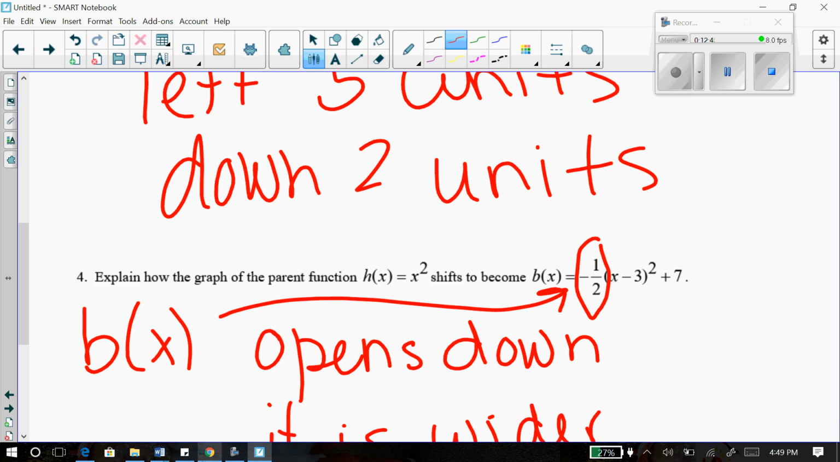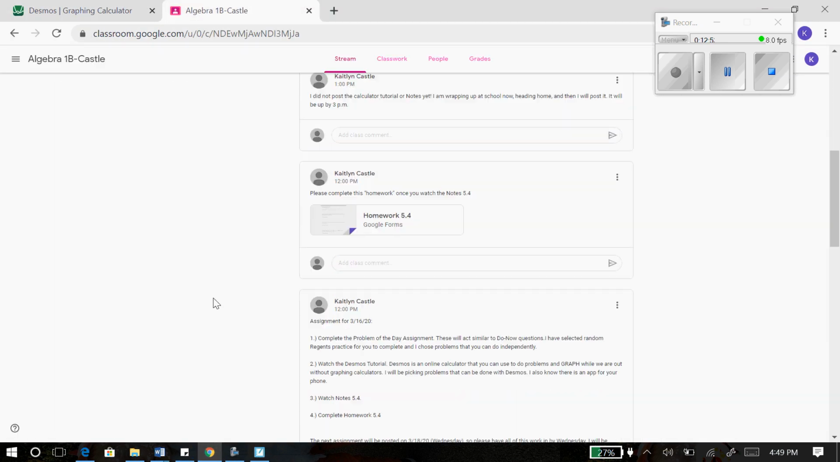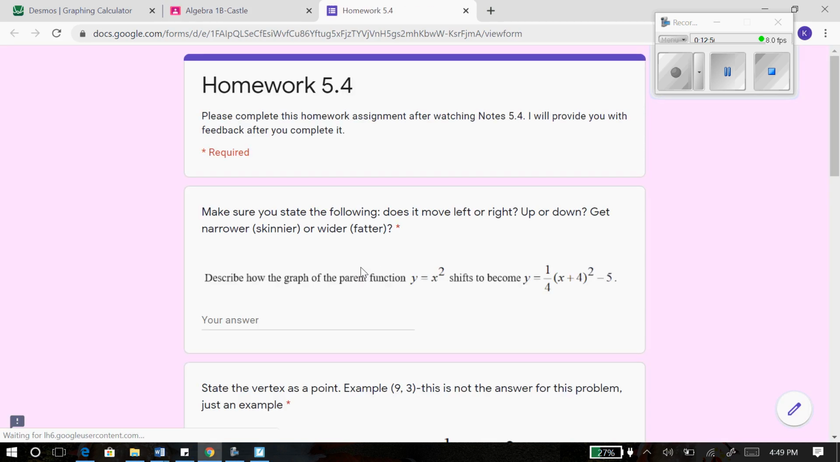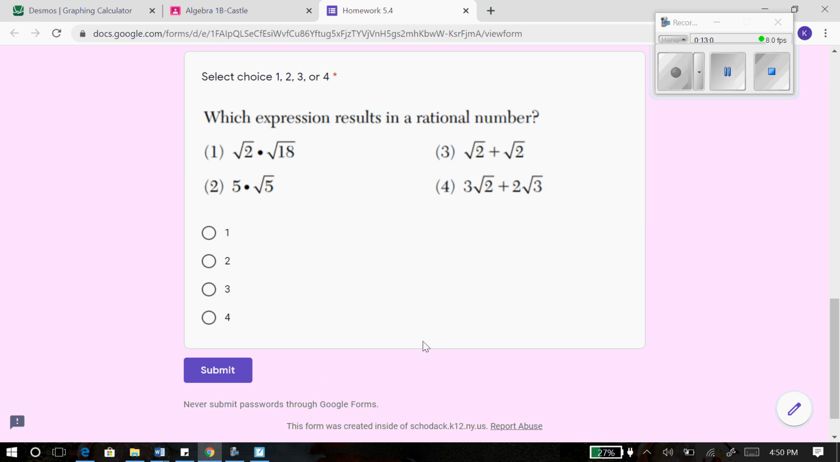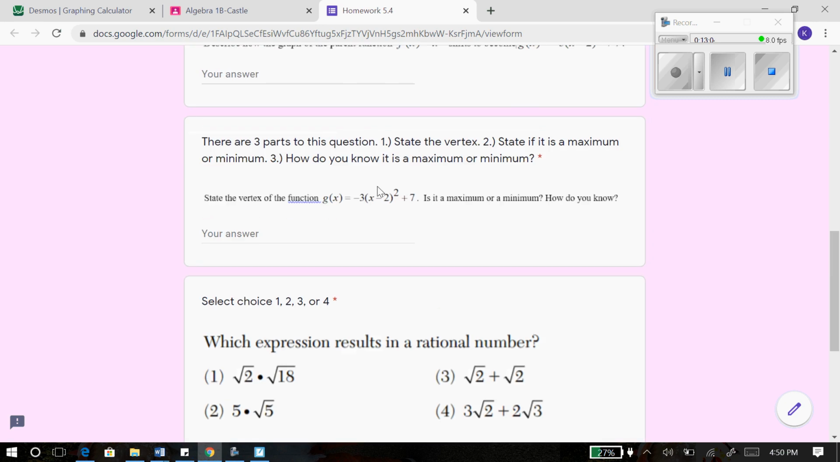All right, on your homework, I can't remember how many questions I gave you. Let's see, let's go to classroom here. You guys have 1, 2, 3, 4, 5 questions. This one here is just old review, rational and irrational. This one here, there are 3 parts to the question. I want you to state the vertex of this function. State if it's a maximum or minimum. So does it open up or does it open down? And how did you know if it's a maximum or minimum? Is it the highest point on the graph or is it the lowest point on the graph?